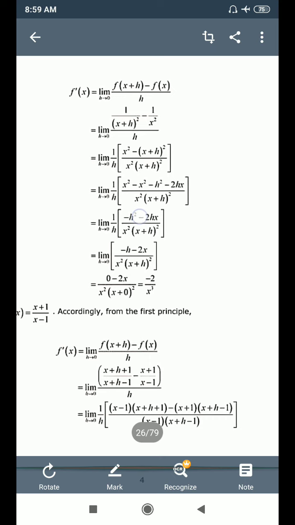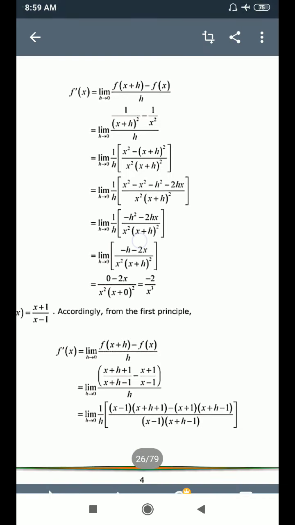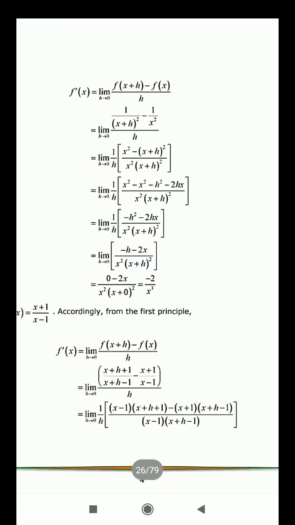From that you can take h as common. So that h will cancel out the h of the denominator. So you are left with minus h minus 2x upon x square into (x plus h) whole square. Put h equal to 0 now in the next step. On replacing h equal to 0, this h will be 0 and this h is also 0. So minus 2x upon x cube would be the answer. On solving it, you will get minus 2 upon x cube.